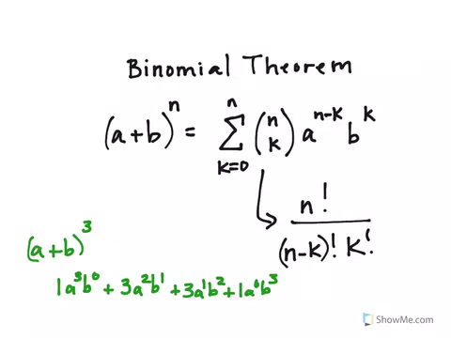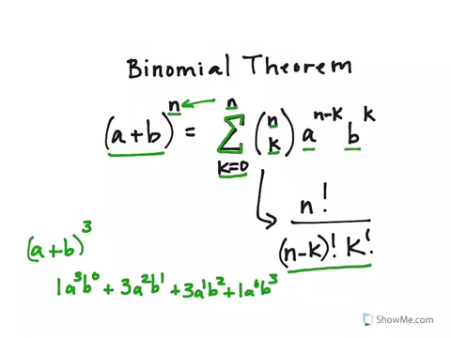As a reminder, our binomial theorem, this real ugly looking thing, says that (a + b) raised to the n, if I want to expand it, is the sum from k equals 0 to n, whatever this exponent is, of n choose k, which is just n factorial over (n minus k) factorial times k factorial from our combinatorics, times a raised to the n minus k, b raised to the k.